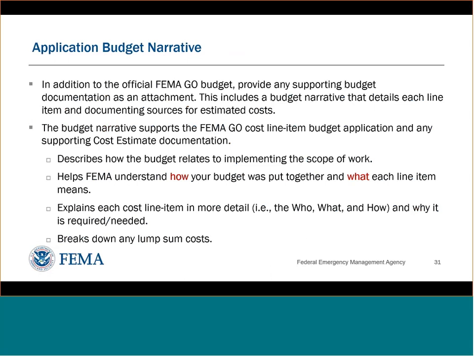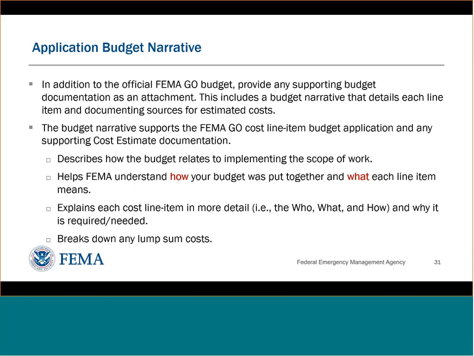So budget narrative. So what is required as part of your planning sub-application submission, you would put forward those details in the FEMA Go budget cost estimate area. But one thing in addition to that FEMA Go budget is to provide any supporting budget documentation as an attachment. So this could be a budget narrative that's broken down in a Word document, or it could be an Excel sheet that gives more details on what was submitted in the FEMA Go budget.